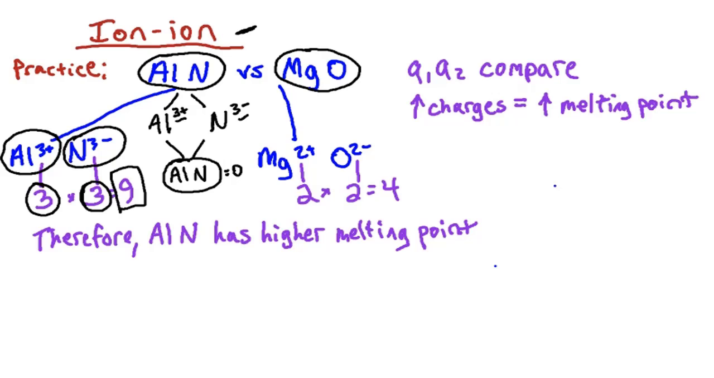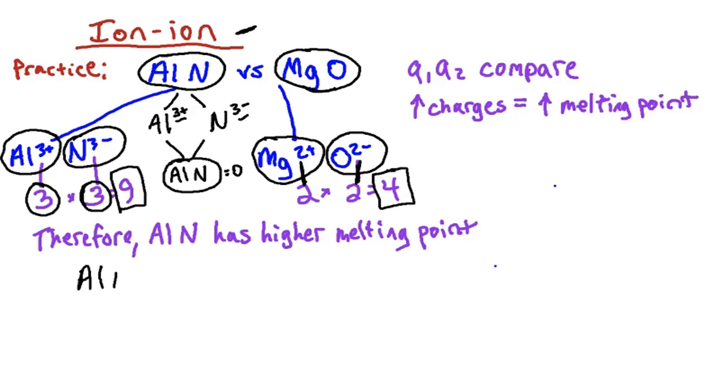Okay, now let's take that in comparison to magnesium oxide. Magnesium and oxygen breaks down into magnesium, which has a 2 positive charge, and oxygen, which has a 2 negative charge. So if you take the 2 from the charge of the magnesium and the 2 from the charge of the oxygen, again forgetting the negative and the positives, we're just taking the numbers, we get 2 times 2 equals 4.